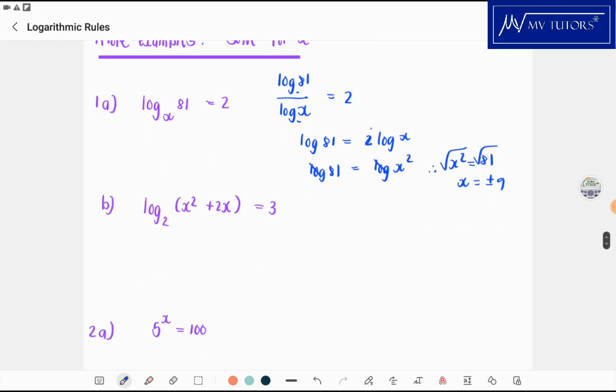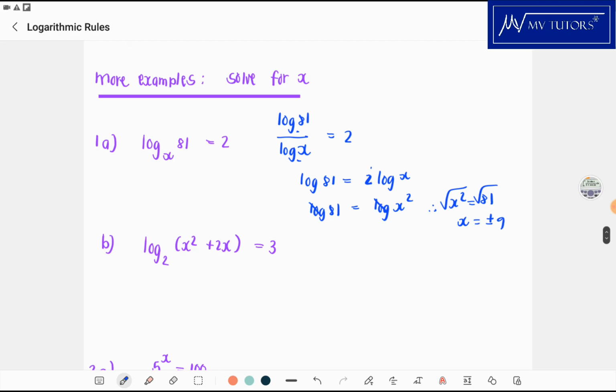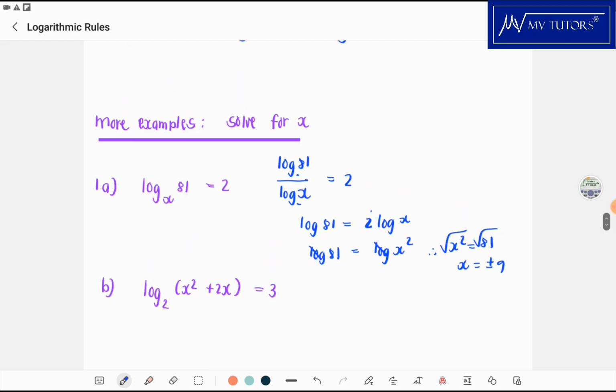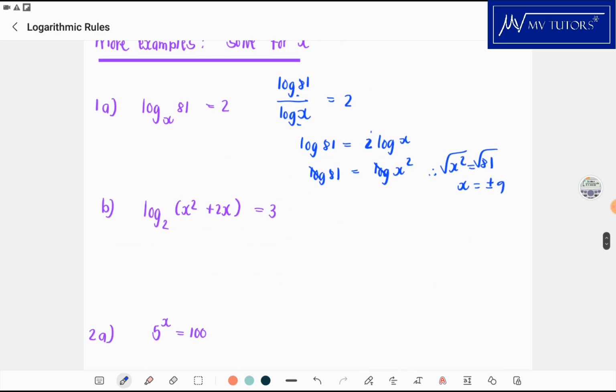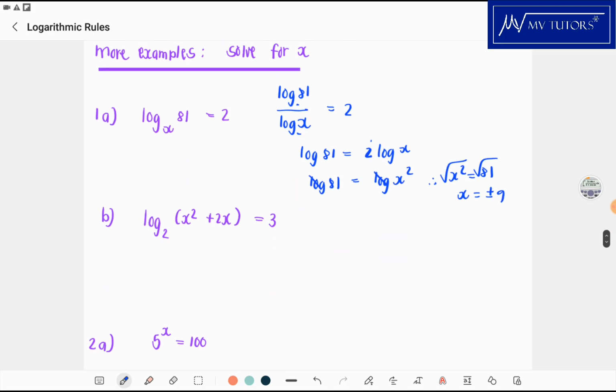Now let's look at the second one. I don't think I provided enough space for myself, but let's see. So I have log x squared plus 2x base 2 is equal to 3. Similar thing. I said rule number 8 is actually quite important, because in most cases you're going to use that a lot. So I'm going to say then log x squared plus 2x over log 2 is equal to 3. Similar thing. I'm going to take log 2 to the other side.